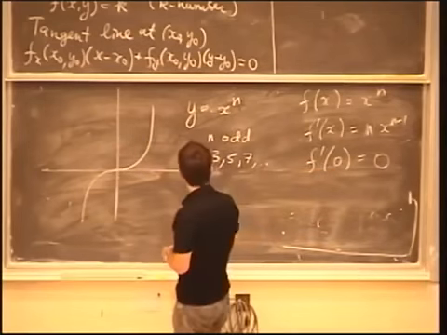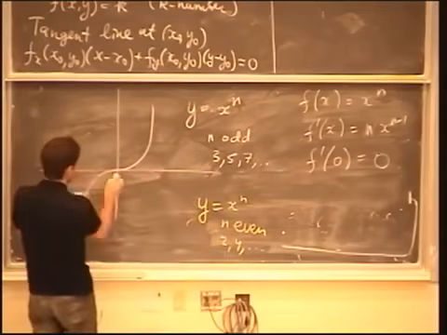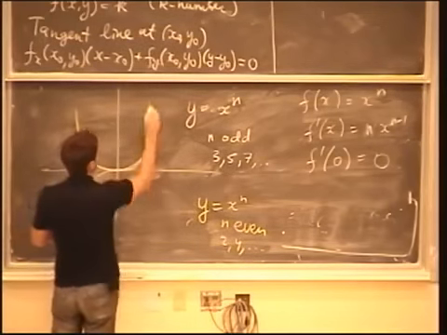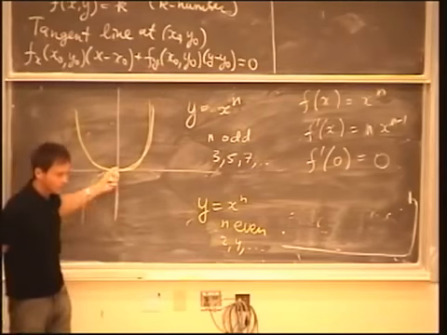But if you have x to the n where n is even, so it's 2, 4, and so on, then it's going to look like this instead. And so in that case, it is okay. It is actually a point of local maximum or minimum. Sorry, this is a minimum, but if it were like this, it would be a maximum.